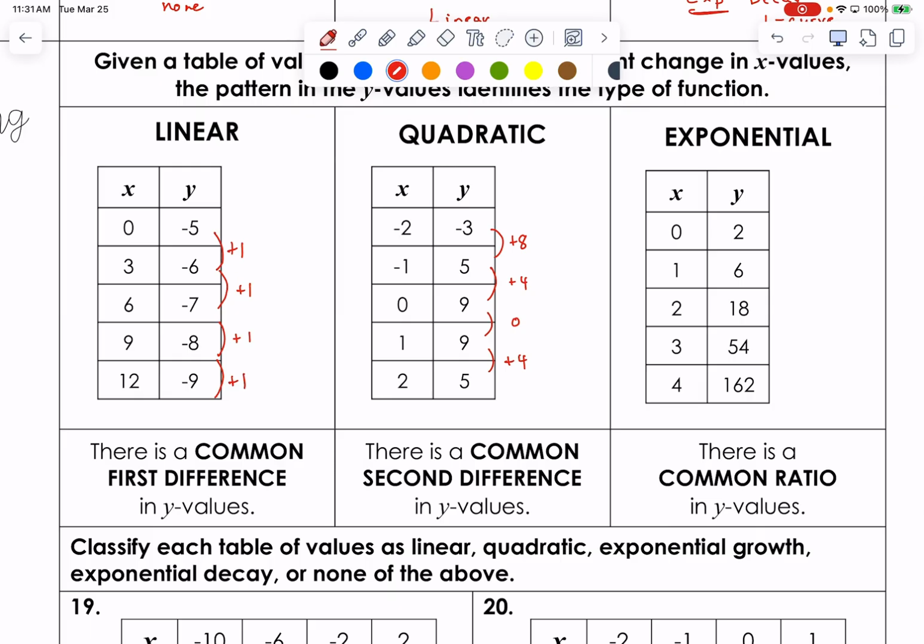There's a second difference. They're not going up by the same every time, are they? But then if you look at that second difference, what's happening? They're going down by 4. Down by 4 every time. And then up by 4 every time. So if that second difference is the same, it's either going up or down by 4. So that's when it's quadratic, when that second difference is the same.